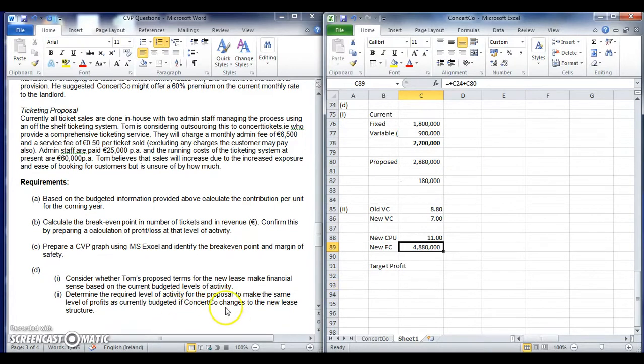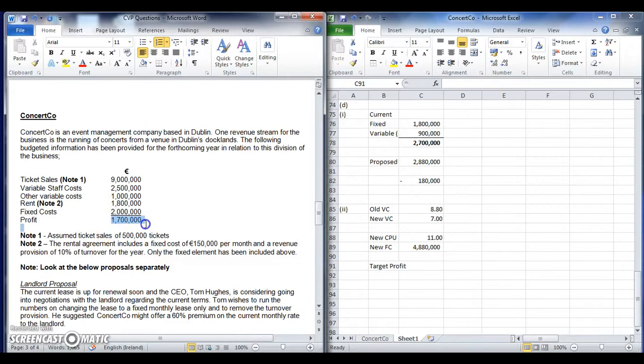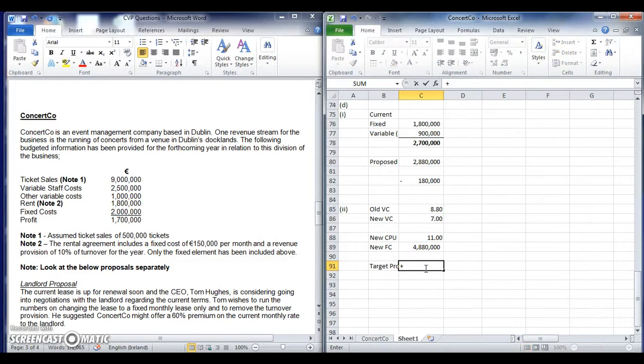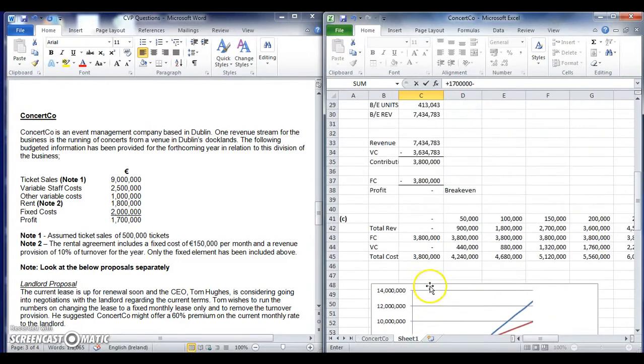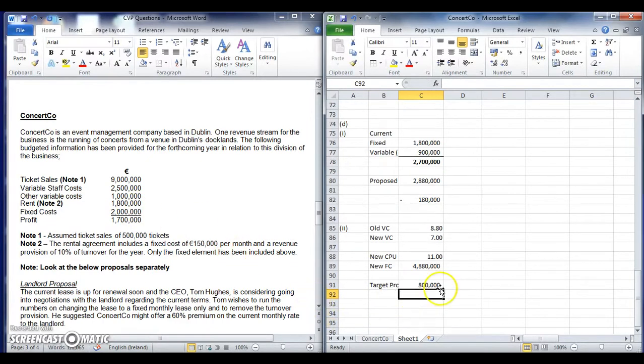And the question asked us, based on this new structure, i.e. the new lease, what's the required level of activity to make the same profit? So our target profit is the profit that we made in our existing, so it's your 1.7 million. Now, I would accept 1.7 million if you gave it to me in the exam, but the actual answer is 1.7 million minus the 900,000 that was left out. Remember from note 2 above that only the fixed element had been included there, therefore there's another 900,000 that had to come out. I would have accepted either based on that answer. So your target profit is 800,000.